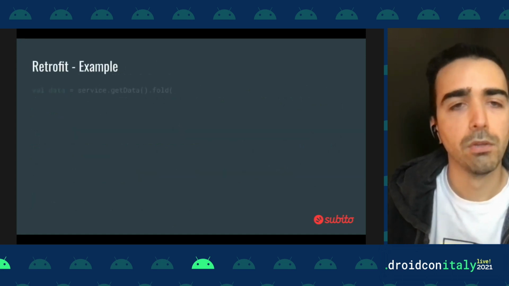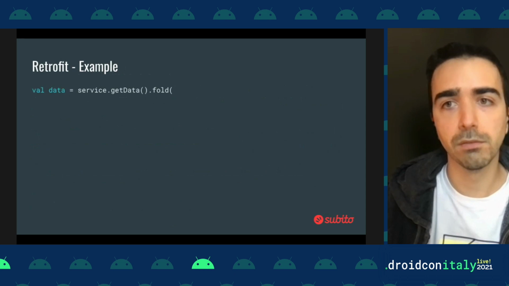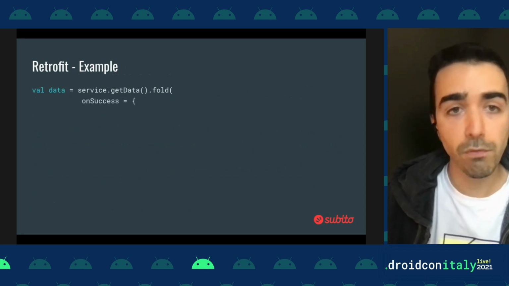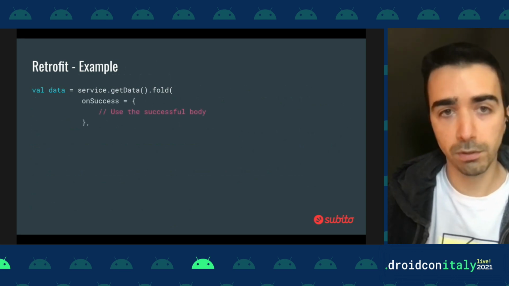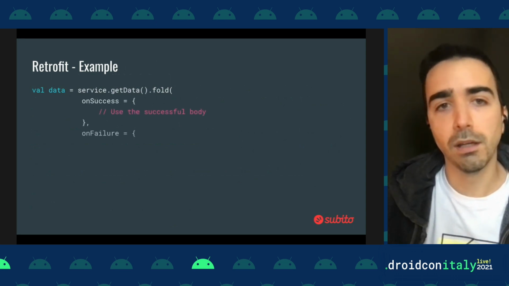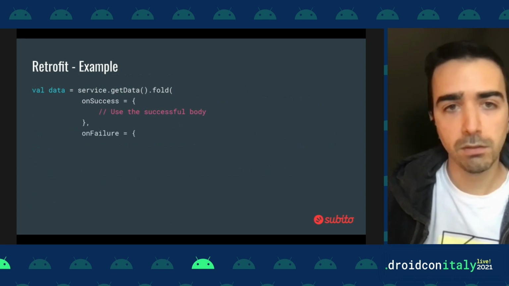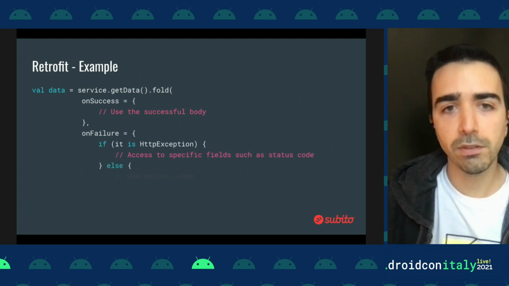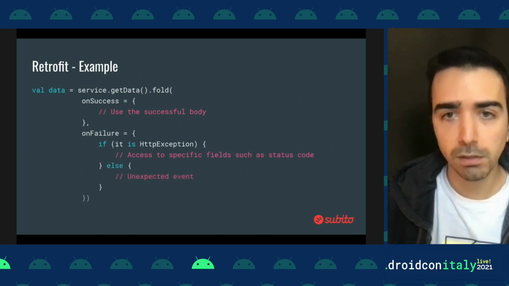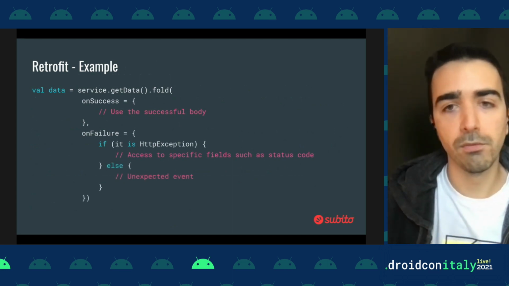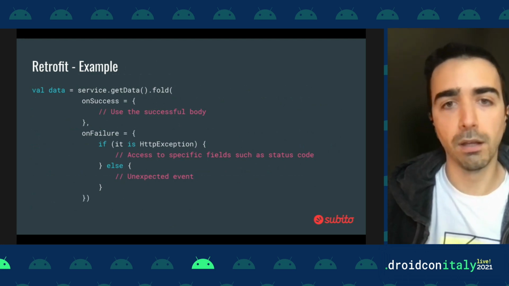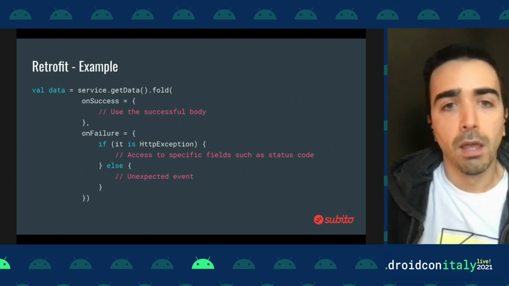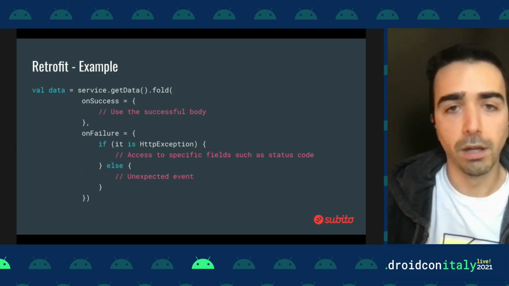Let's see an example. Suppose that we have the getData from Retrofit that is returning a result. Now we can fold it. So you are forced to handle the success case and the failure. As we said, you have two different kinds of errors. One is the server side, so you have to do this check, and now you have everything in scope, for example the headers or the HTTP status code. Otherwise, you still have to handle the unexpected event.